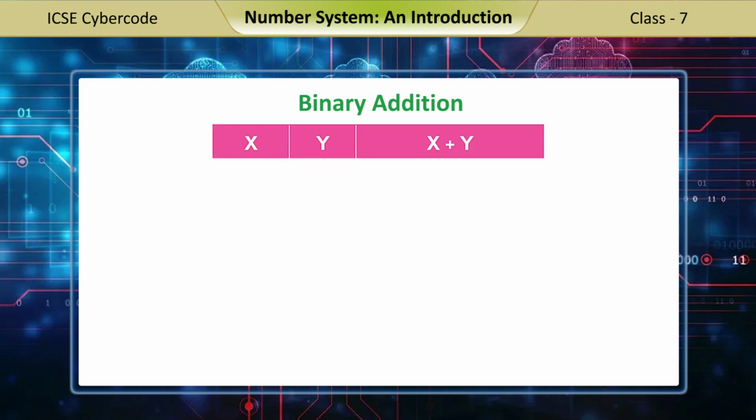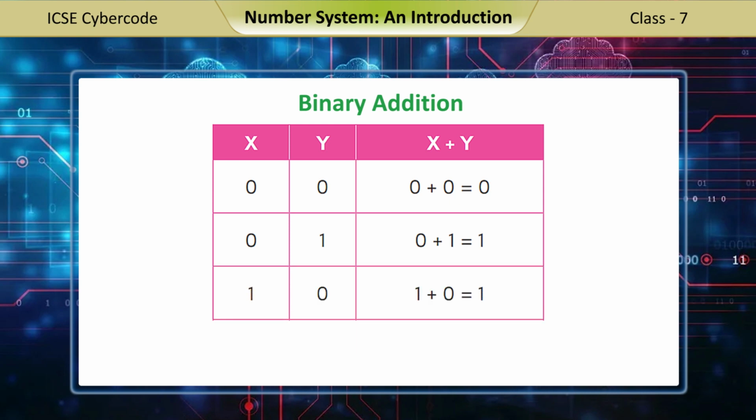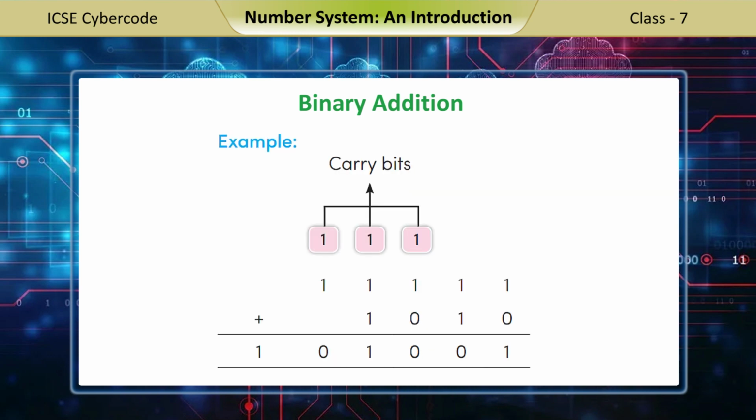X, Y, X plus Y. 0, 0, 0 plus 0 equals 0. 0, 1, 0 plus 1 equals 1. 1, 0, 1 plus 0 equals 1. 1, 1, 1 plus 1 equals 10, carry 1. Example.